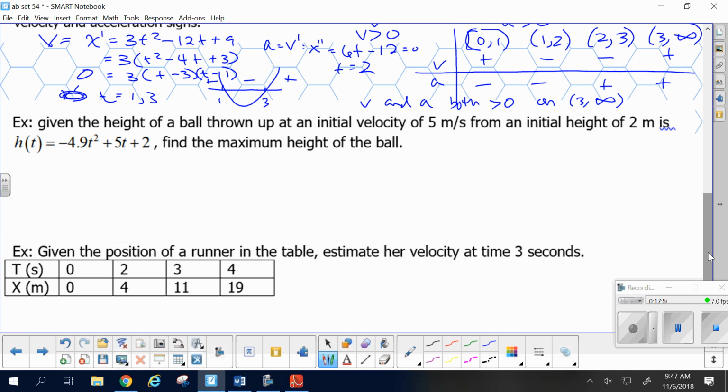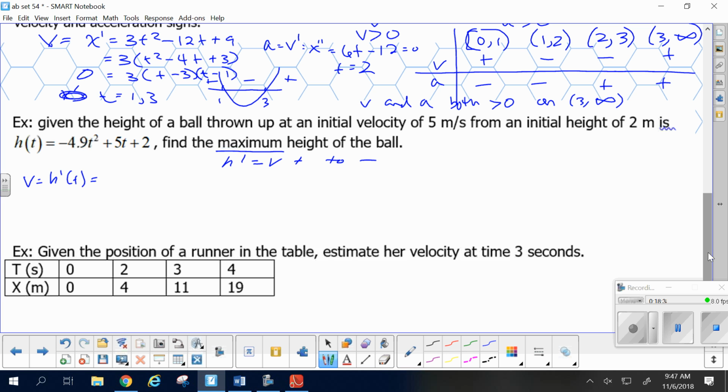Given the height of a ball thrown up at an initial velocity of 5 meters per second, initial height of 2 meters, I'm giving you the height function. Find the max height of the ball. Let's forget the application part and just go straight calculus. You find a maximum by finding where its derivative goes positive to negative. So I want to know where h prime, or the velocity, goes positive to negative. Doesn't that make sense? That would mean it stopped going up and started going down. So I need to start by finding the velocity.